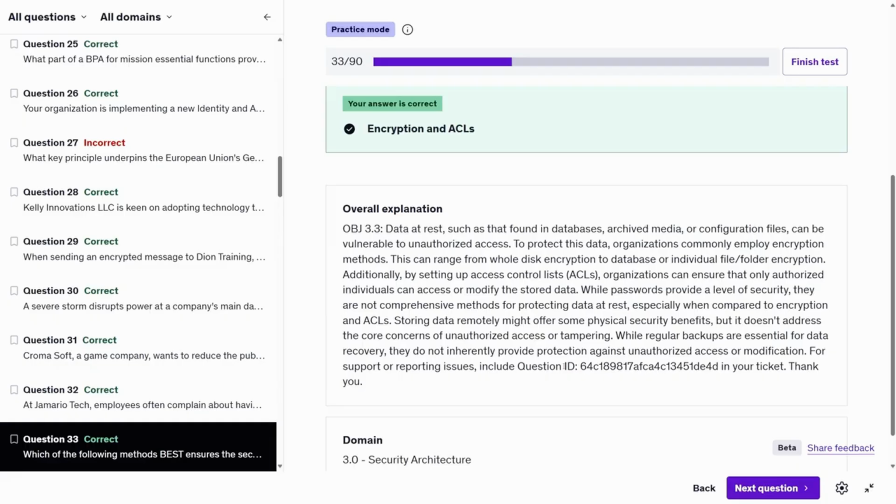Additionally, by setting up access control lists, organizations can ensure that only authorized individuals can access or modify the stored data. While passwords provide a level of security, they are not comprehensive methods for protecting data at rest, especially when compared to encryption and ACLs. Storing data remotely might offer some physical security benefits, but it doesn't address the core concerns of unauthorized access or tampering. While regular backups are essential for data recovery, they do not inherently provide protection against unauthorized access or modification.